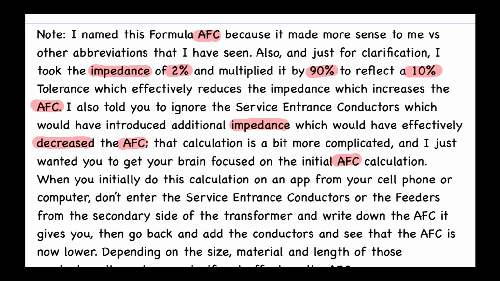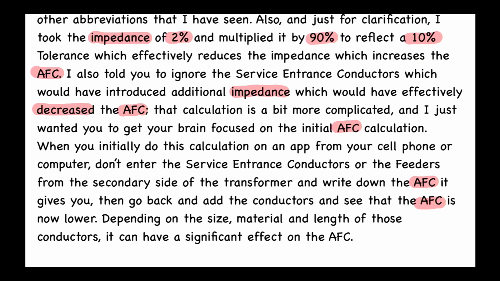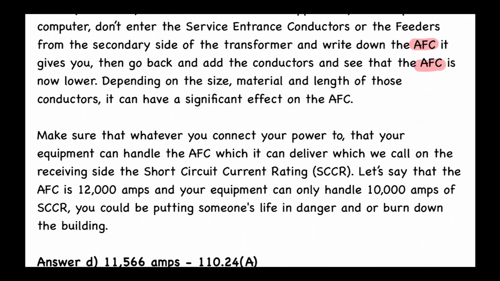And when you do this on your cell phone or computer, don't enter the service entrance conductors or the feeders from the secondary side of the transformer, and write down the AFC it gives you. Then go back and add the conductors and see that the AFC, the available fault current, is now lower. And that's because those service entrance conductors or those feeders have absorbed some of that available fault current. Depending on the size, material, and length of those conductors, it can have a significant effect on the available fault current, AFC.